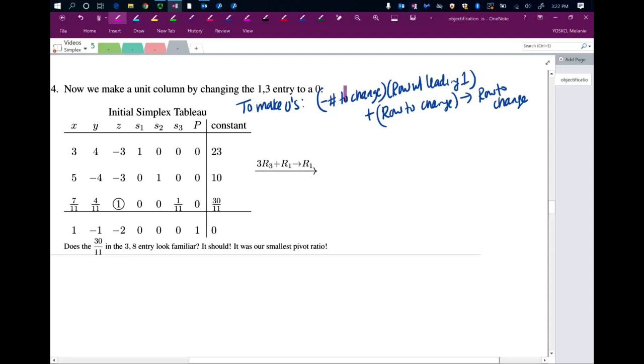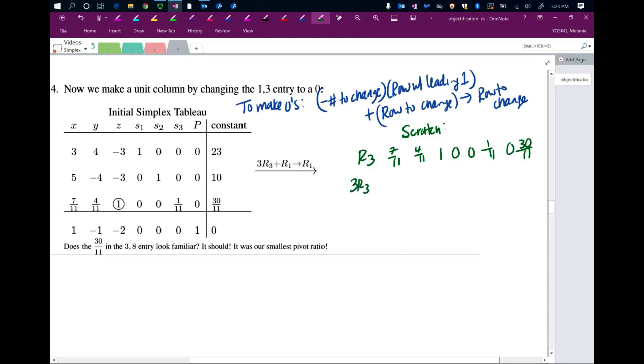So this is the additive inverse. -3 plus what gives me 0? Well, we need the opposite here. -3 plus a +3. So we're taking the negative of the number we're trying to change. The negative of -3 is a +3 times the row of the leading 1 that we've conveniently circled for you right here, plus the row to change, row 1, and we're putting it back in row 1. So let's do our scratch. Row 3 is 7/11, 4/11, 1, 0, 0, 1/11, 0, and 30/11.